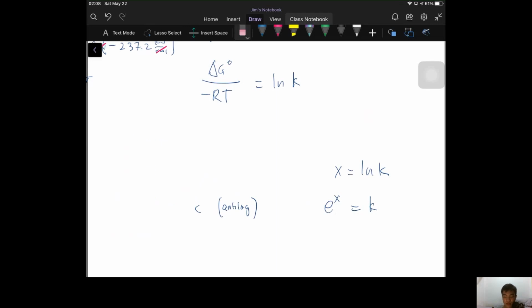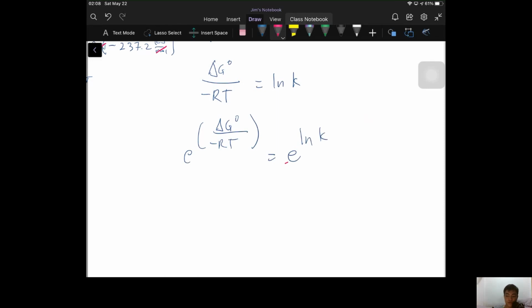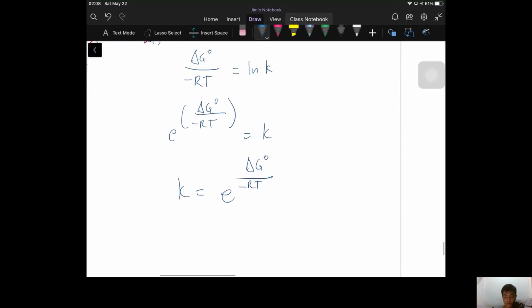So let us remove the K from the ln function kasi yun yung sinusolve natin. Gawin nating exponent to ng e. So you have e raised to delta G naught over negative RT equals e raised to ln K. You know e and ln will cancel out, giving you K. So, yan. So we can now solve for K. E raised to delta G naught over negative RT. So we know delta G. Alam natin yung value ng delta G.